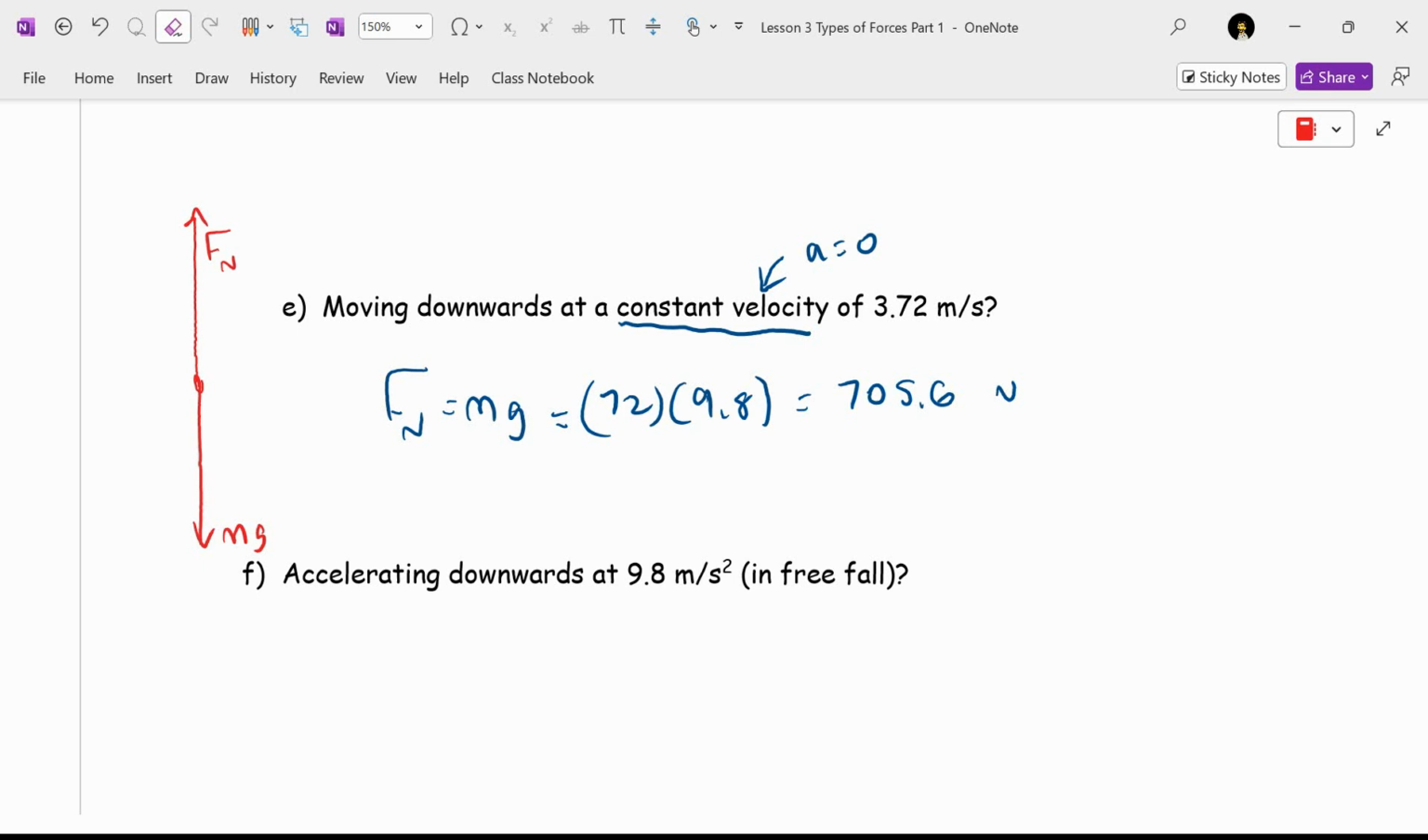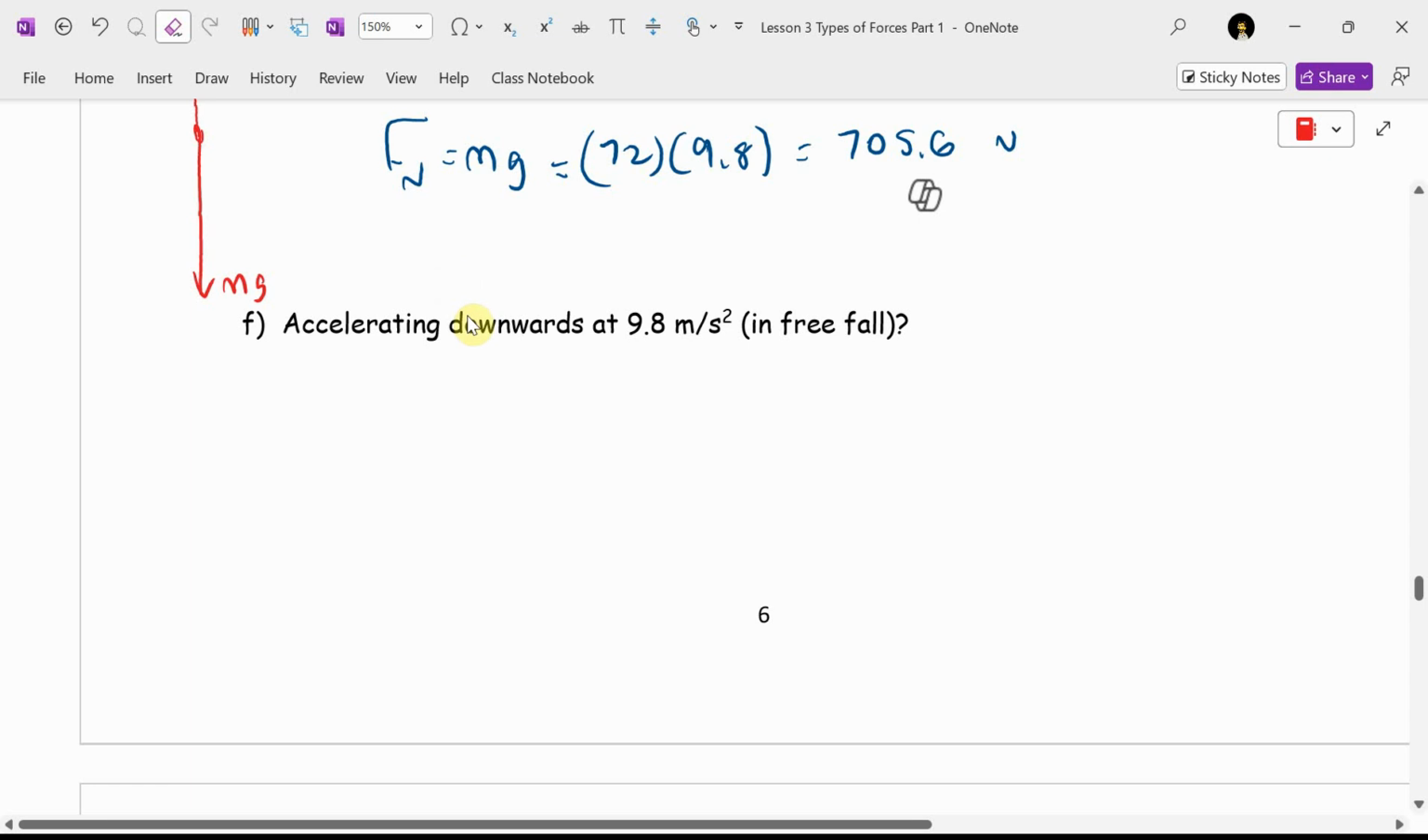Would this person feel any different than if they were at rest? Nate? No, this is what Einstein said as well. If there's no acceleration, you can't tell the difference between moving and at rest. There's no difference. We only can detect acceleration.